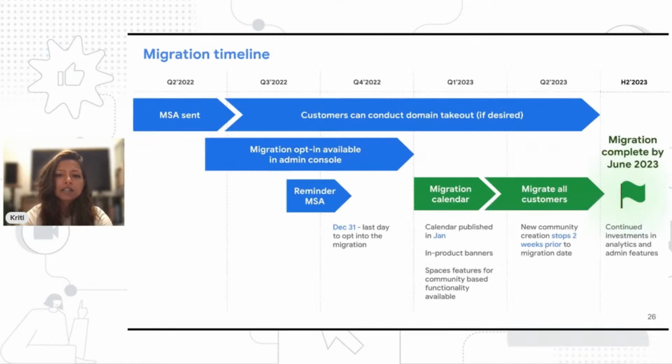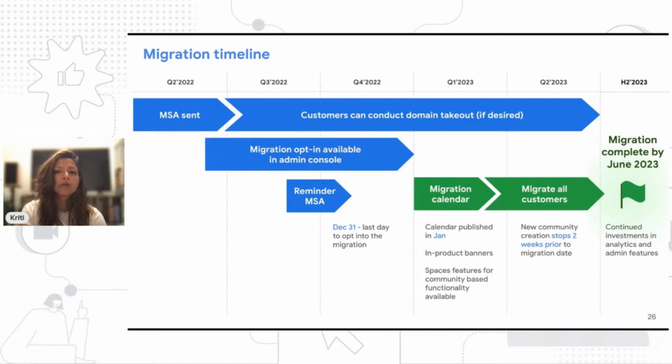Let's look at the timeline here to see what you can expect leading up to the migration next year. We sent out an MSA earlier this year informing you about the migration and the fact that you can start opting in through the admin console. That is still available until the end of this year. We will be sending out another reminder email so that you can opt into the migration. It's available until December 31st.